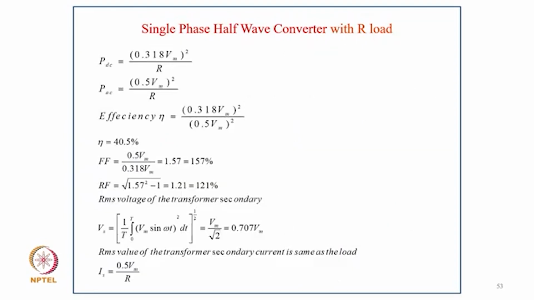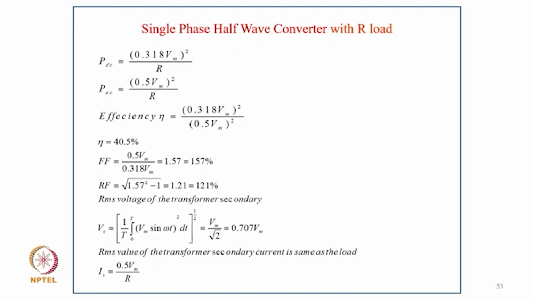Now coming to PDC equals 0.318 Vm squared divided by R, and PS equals 0.5 Vm squared upon R. So efficiency is 0.318 Vm squared divided by 0.5 Vm squared, so efficiency comes to 40.5%. The form factor is 0.5 Vm divided by 0.318 Vm, so it becomes 1.57 or 157%, and the ripple factor is the square root of (1.57 squared minus 1), which becomes 1.21 or 121%.